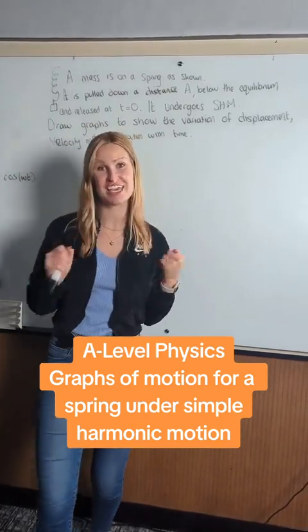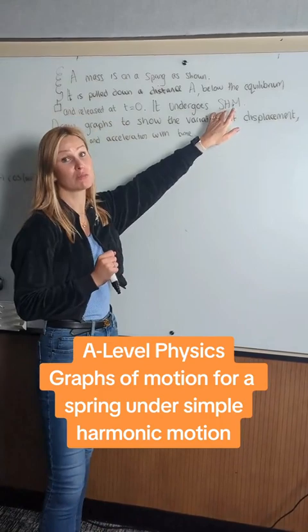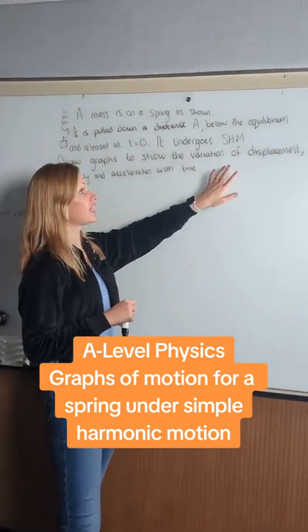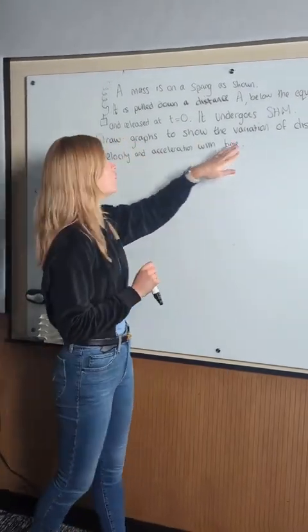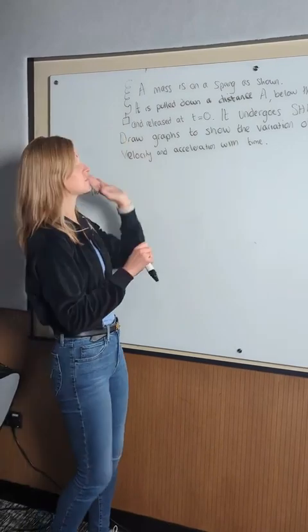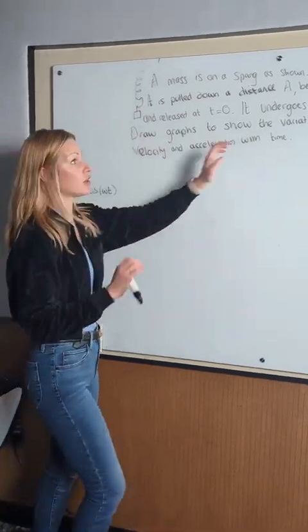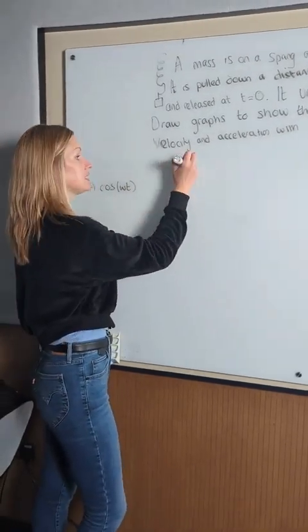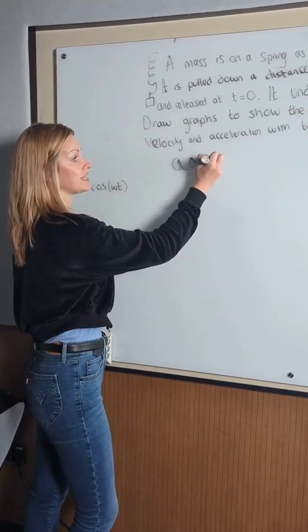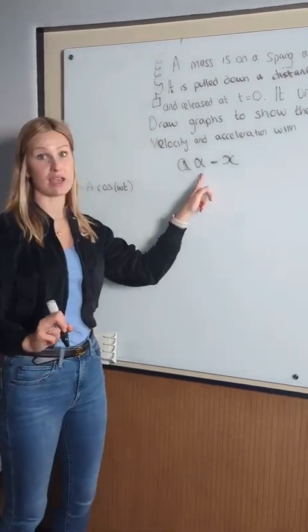So what we're doing today is that we're going to look at simple harmonic motion and figure out how we draw acceleration, velocity, and displacement time graphs for a mass on a spring. Okay, so the first thing I remember for simple harmonic motion is that the acceleration is always proportional to negative x. That's the first fact I write in.